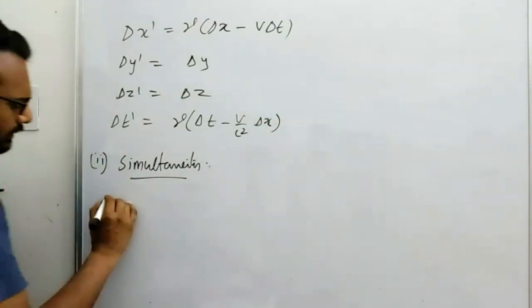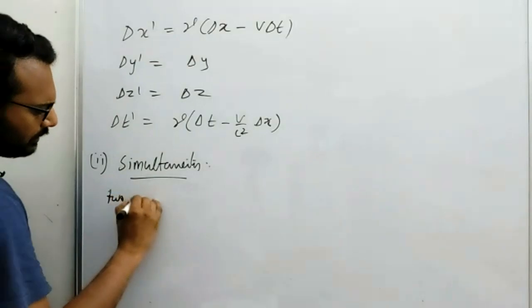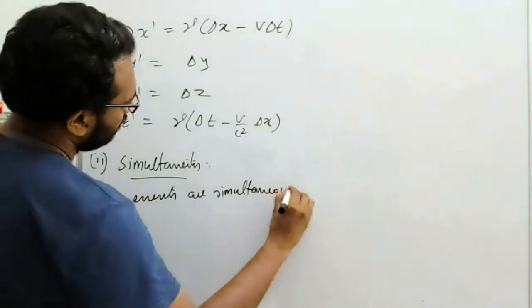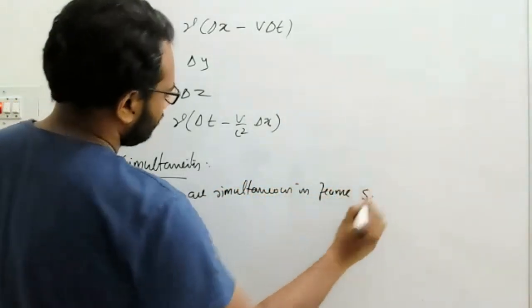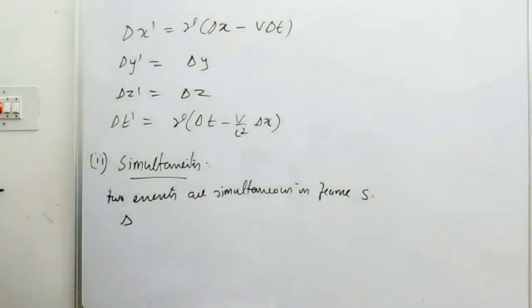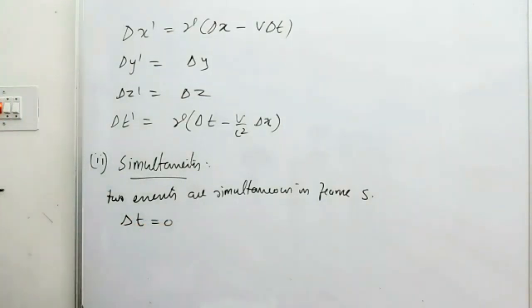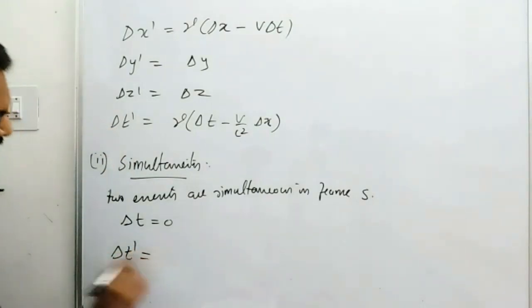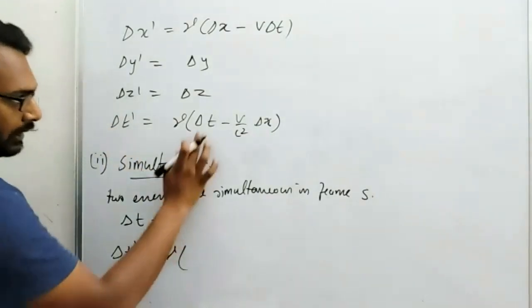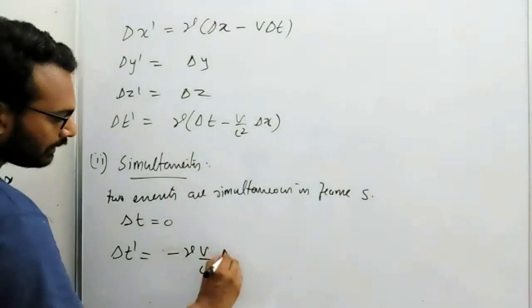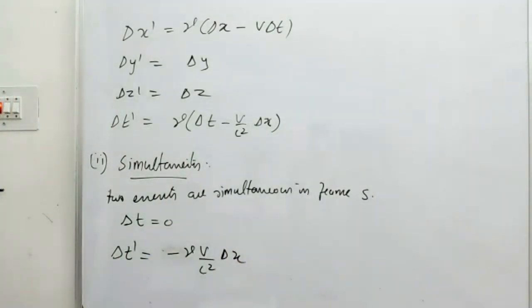So let's imagine that two events are simultaneous in frame S. This means that we already did problems which demonstrated this in a way, which means that we can take delta t equal to 0. And what becomes of delta t prime? You see that delta t prime is equal to gamma times (delta t is 0, so) minus gamma v by c square delta x.